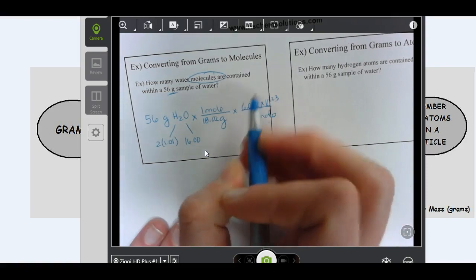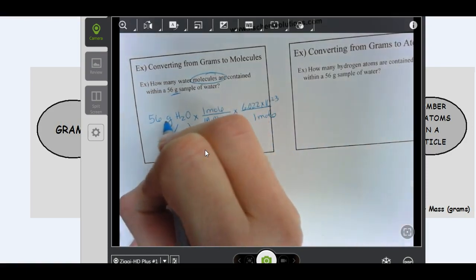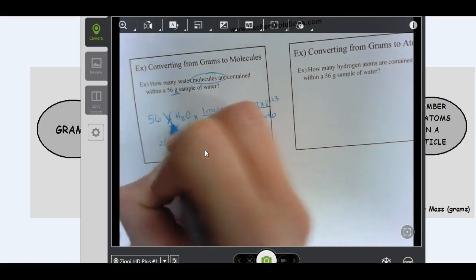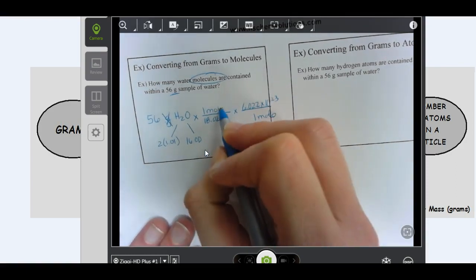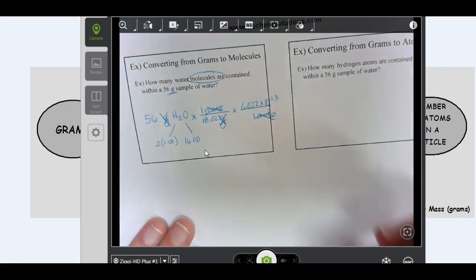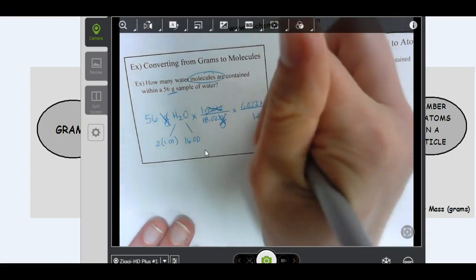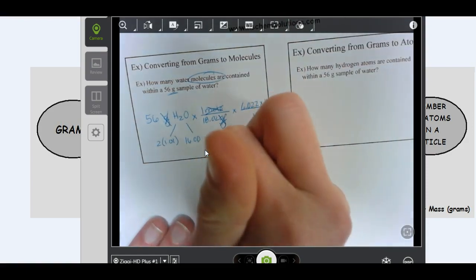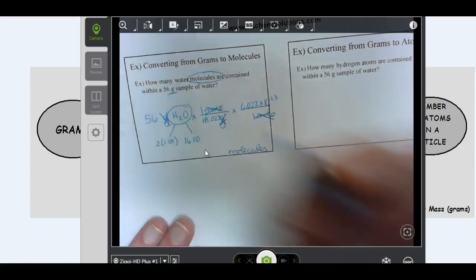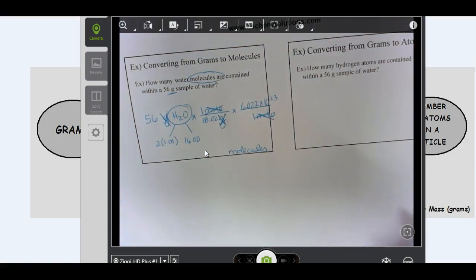The way we have it set up here, we have grams on the top when we start, and then it's going to divide by grams, so those will cancel. And then moles is going to divide by moles, so those will cancel. So my unit that I have left is whatever goes with Avogadro's number, which in this case is molecules, because I'm talking about water. Okay, and water's particle is molecules.